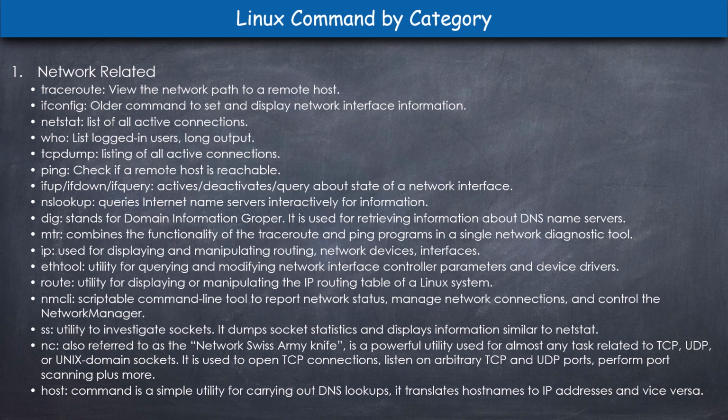Ping, you use to check whether a host is reachable or not. Sometimes ping is disabled, so you won't be able to use it, but in most cases you can use the ping command to see if a host or IP address is reachable. Then ifup, ifdown, ifquery. These activate, deactivate, and query the state of the network interface, that is the network card, which is the interface to the outer world. There are different network cards. Then you have nslookup. You use nslookup to see name server related information.